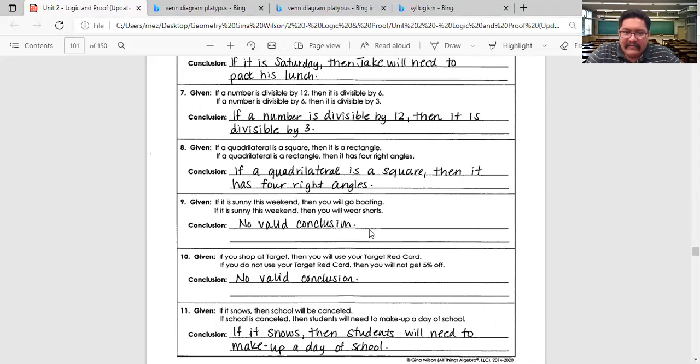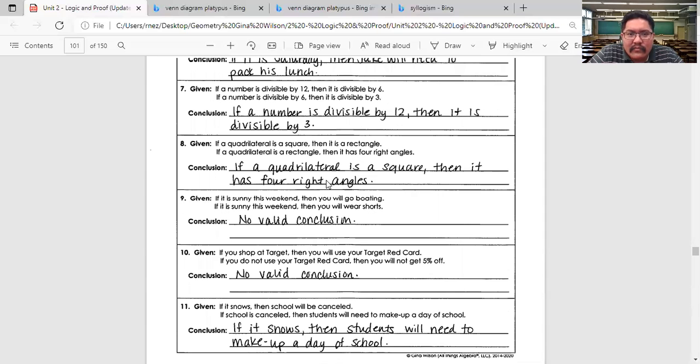All right, so this one's a bit of a different one because as you can see, there's no valid conclusion, but what makes it that way? So if we look at it, it says, if it is sunny this weekend, then you will go boating. If it is sunny this weekend, then you will wear shorts. So why doesn't this make sense? Doesn't that make sense? If you go boating, you should wear shorts. That makes sense. If it's sunny, you go boating, and if it's sunny, you wear shorts. But there's no conclusion on this one because it doesn't follow the map.